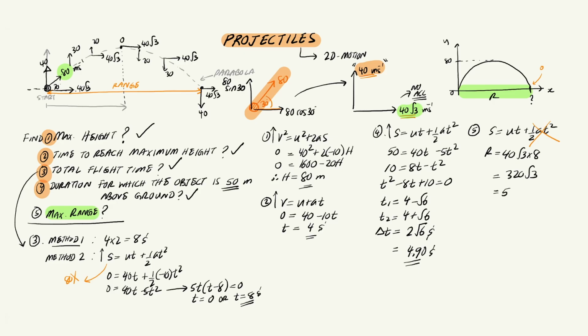Converting to a decimal, r is approximately 554.3 meters. The example we've just worked through was a straightforward case. The object started on the ground and landed on that same level ground. Let's now look at some different scenarios, where the object doesn't land at the same height it launched from. Understanding these will give you a complete grasp of projectile motion.